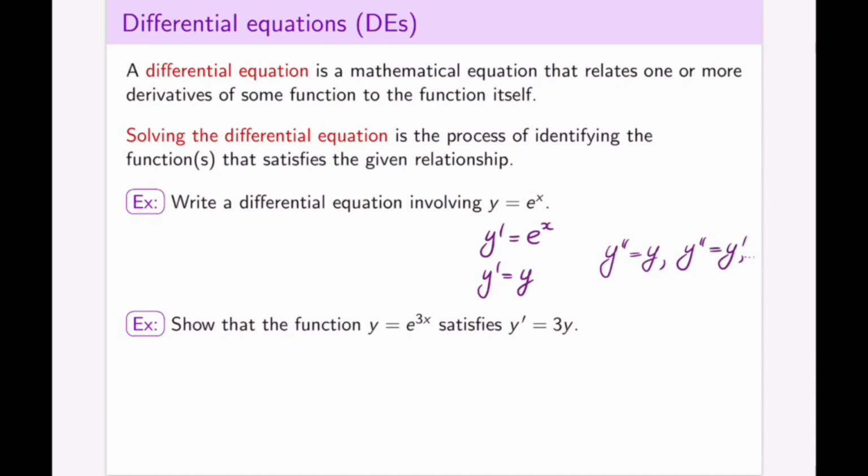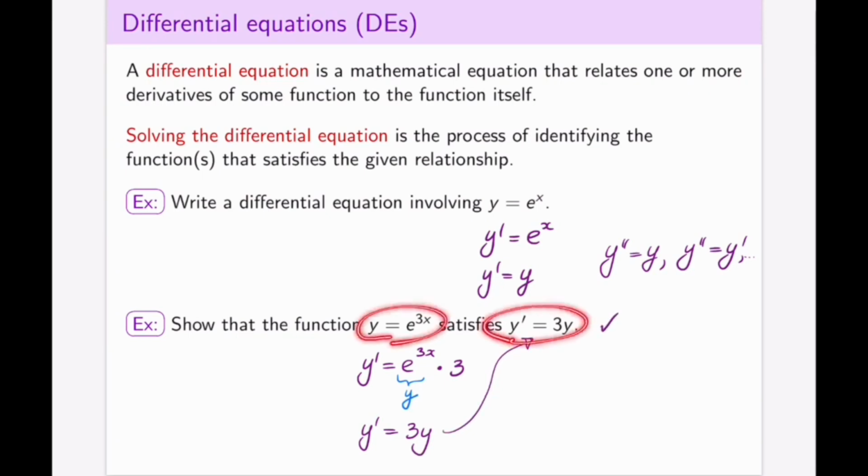So let's start either way by taking the derivative of this function. It's e to the power 3x, which means that the derivative is itself times the derivative of the inside. And then, of course, I notice that this e to the 3x is my original function. So I can replace this with my original function y, which will then give me that y prime is equal to y times 3, or 3 times y, which is exactly the equation given here. So yes, this function, in fact, satisfies this equation. So, in other words, this function is a solution to this differential equation.